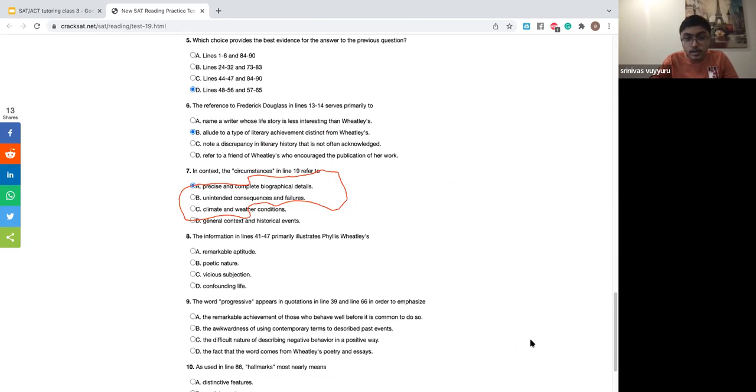And we look at these. A already sounds pretty good because remarkable aptitude is like her talents. B, poetic nature. Nowhere does it say that she had a poetic nature in there. C, vicious subjugation. No, that sounds far too rough because over there it just said they allowed her to read and write and took her extra duties out of her. And confounding life doesn't sound right either because they just talked about her talents in that passage. So A is the answer.